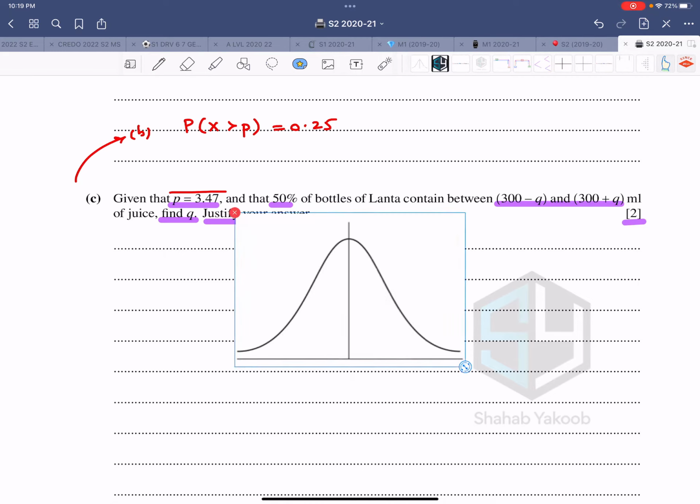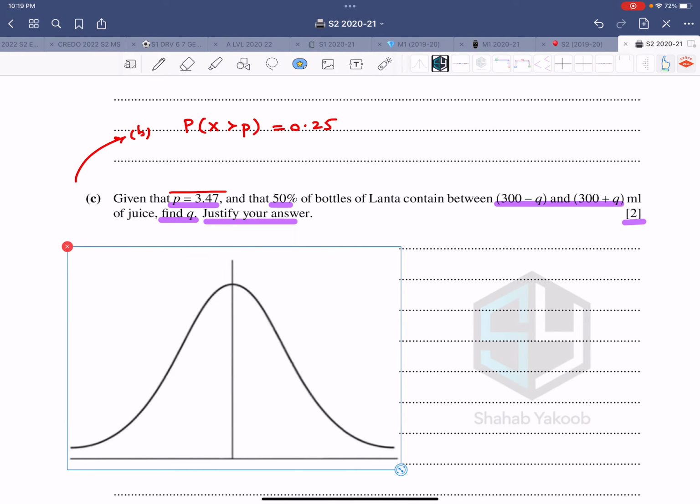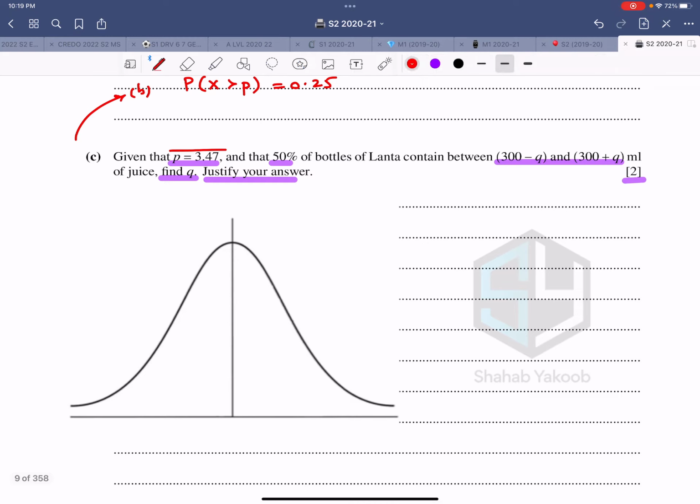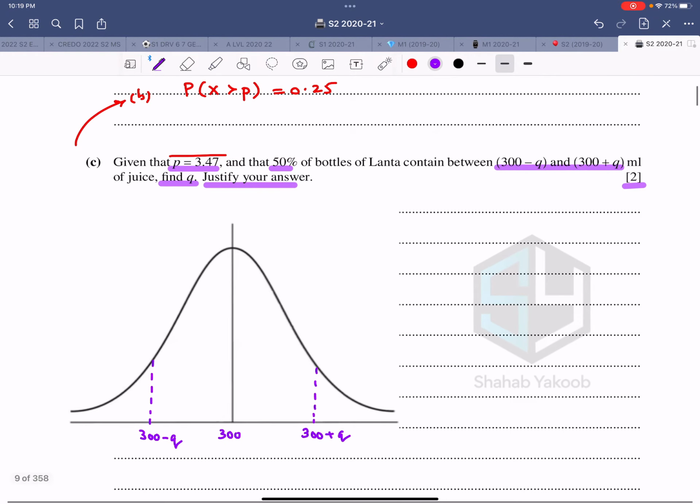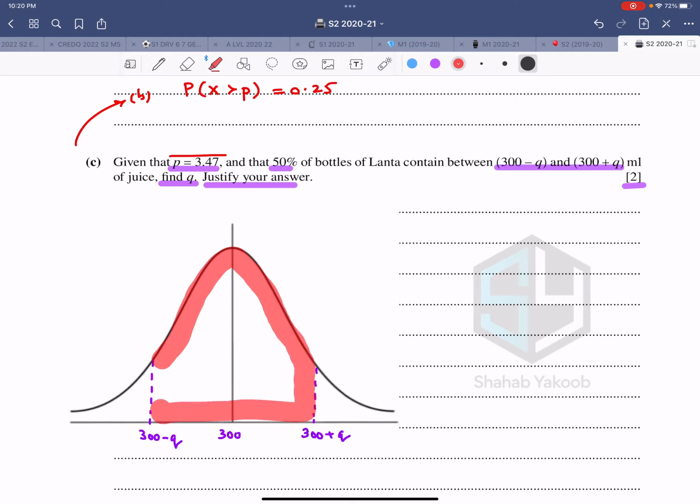So again, normal distribution curve to the rescue. Now, what exactly is it trying to tell us? It's trying to tell us this is 300. Somewhere here is 300 plus q. Somewhere here is 300 minus q. And in between these two lies 50% of the distribution. So therefore, in between these two values is 50% of the distribution.